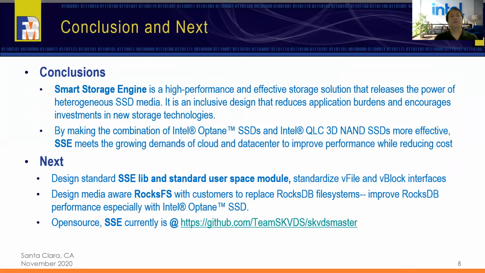We release the hardware capability to the application, so that can encourage the CSP, the customer, to invest in new medium technology, buying Optane. Of course, by combining those two, faster Optane and lowest cost QLC SSDs, this engine can grow with the growing demands from cloud customers. I need better performance, and I also want to drop the cost.